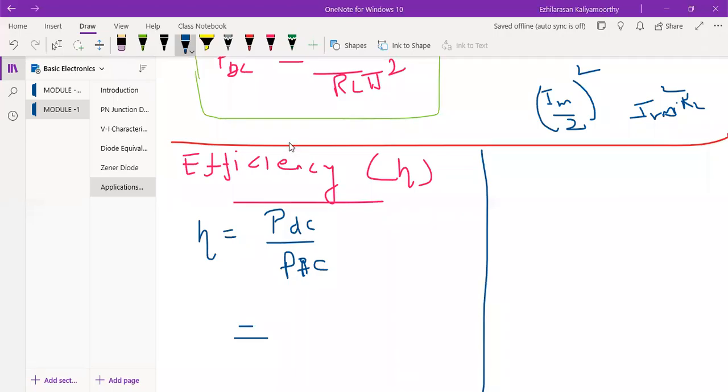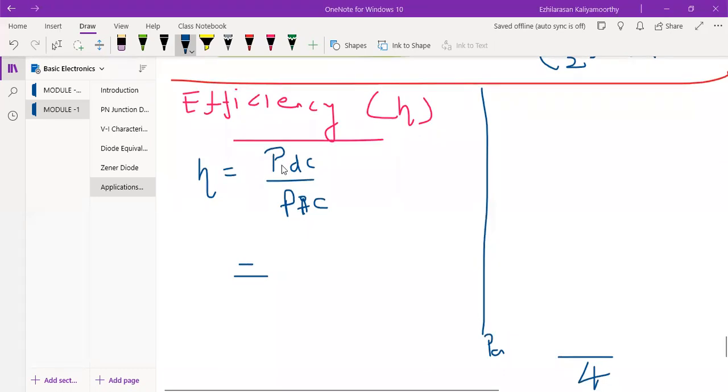So today, continuing with that efficiency. The efficiency, eta, is equal to PDC by PAC. So we need to know the power delivered. PDC is nothing but the DC power delivered at the output, divided by PAC, the AC power, that is the input. So I can say it's nothing but output by input.